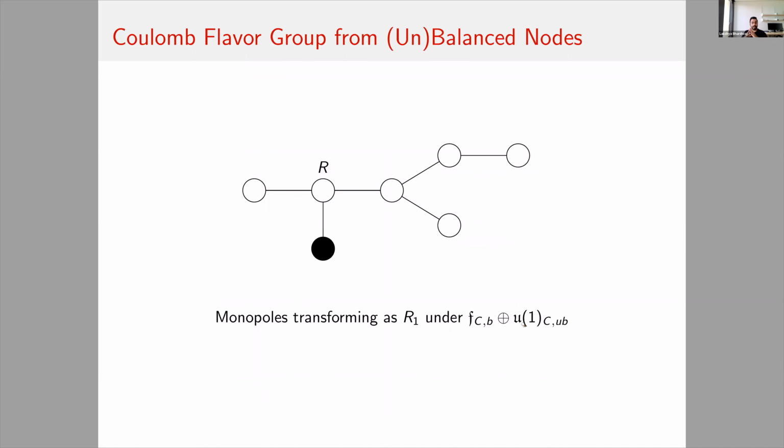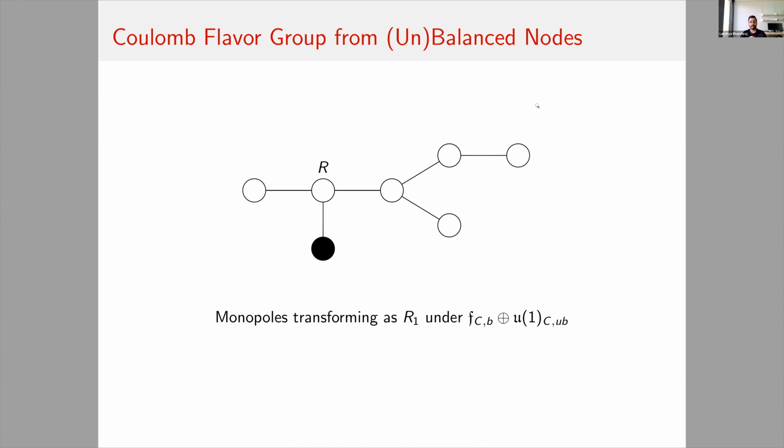But what I want to point out today is that the final expression for the Coulomb flavor group takes a very nice form in terms of the quiver. Just like the infrared Coulomb branch flavor algebra could be read from the balanced nodes, the Coulomb flavor group can also be read from the balanced and the unbalanced nodes, but you need to just observe where these unbalanced nodes are going to hit the balanced nodes.